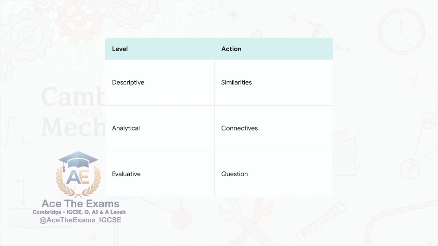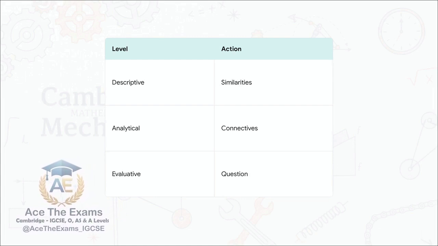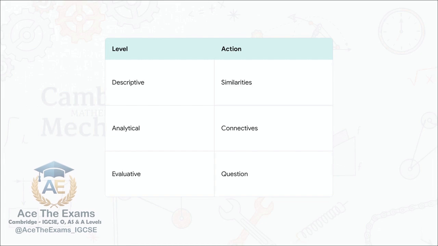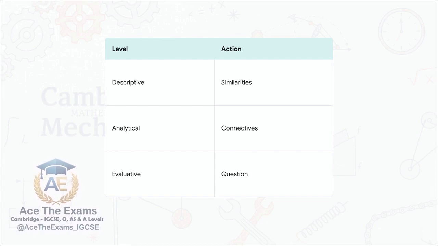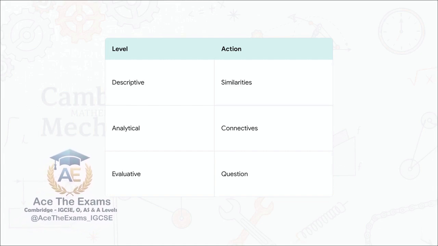At the descriptive level, you are just identifying the basic forces. Weight acts down, normal reaction acts perpendicular. It just shows basic understanding. At the analytical level, you are using structural reasoning and mathematical connectives. You calculate that the component of weight down the plane is greater than the maximum possible frictional force.